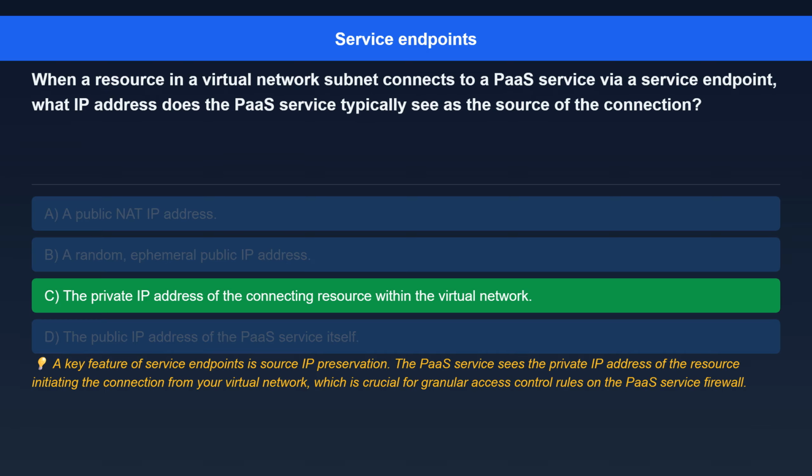The correct answer is the private IP address of the connecting resource within the virtual network. Here's the explanation. A key feature of service endpoints is source IP preservation. The PaaS service sees the private IP address of the resource initiating the connection from your virtual network, which is crucial for granular access control rules on the PaaS service firewall.